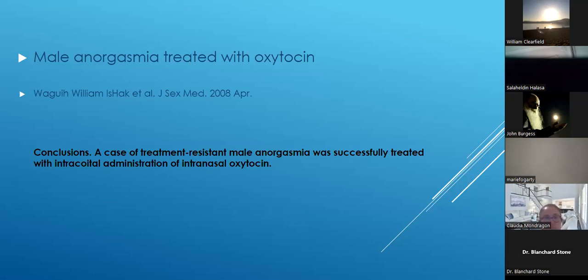So there are some clinical studies about male anorgasmia treated with oxytocin. So if you have a problem with anorgasmia, give them oxytocin. It may help that libido, that orgasm. It helps to increase the testosterone production, the dopamine. It helps that euphoric effect and the bonding and erection and all the process that leads to the mating and having sex.